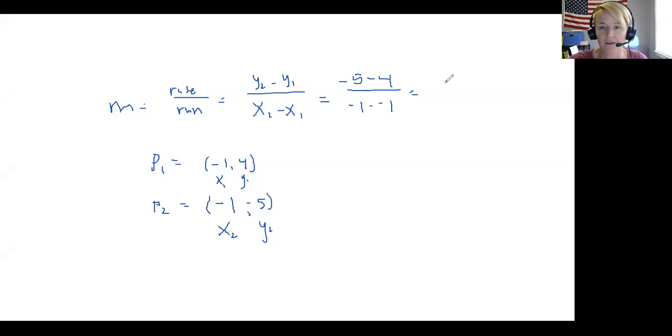So I end up with negative 5 minus 4, which is going to be a negative 9. And this becomes a plus. So negative 1 plus 1 is going to be a 0. Now, do you remember what happened when we said 0 was on the bottom? 0 on the bottom is undefined. So your answer for that one is actually undefined. U-N-D-E-F-I-N-E-D, undefined. Okay, that's your answer.